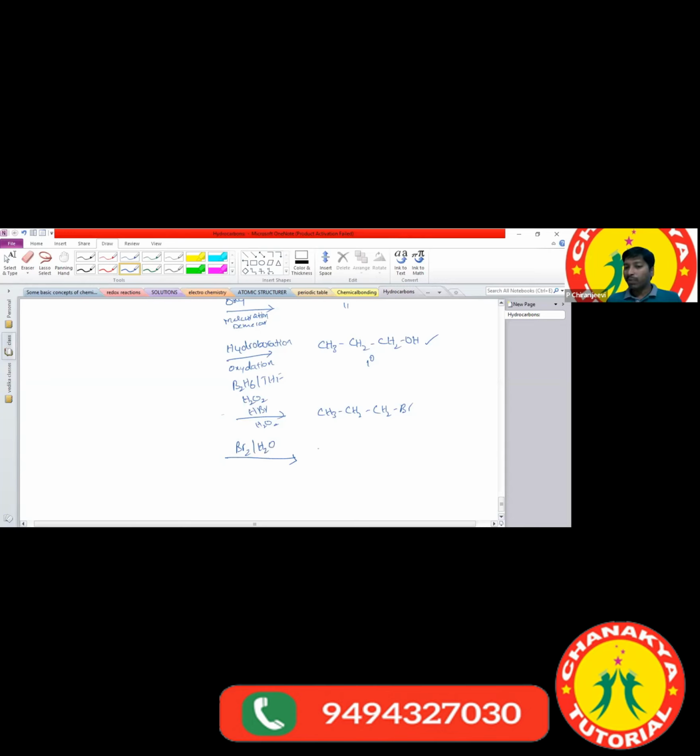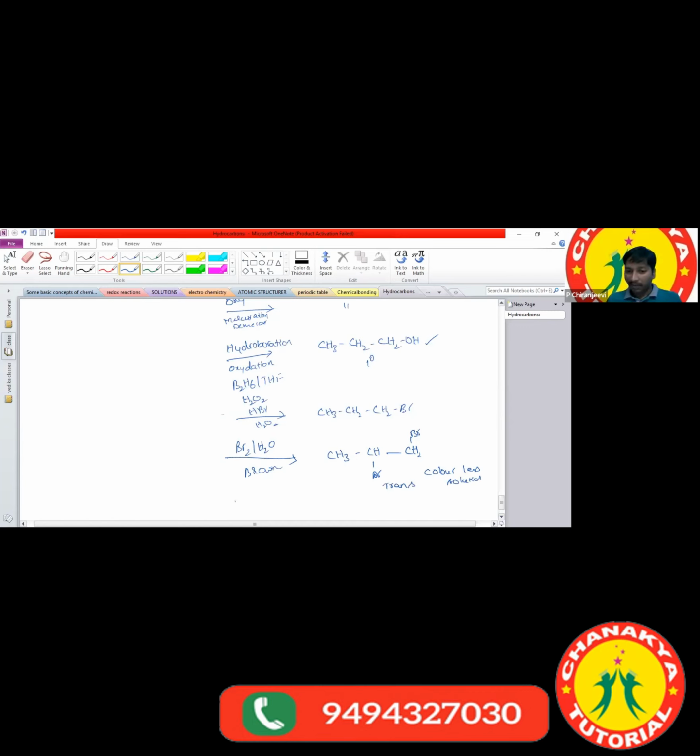When the alkene is treated with bromine in water, which is brown in color, it forms a vicinal dibromide and gives a colorless solution. Based on that, we can identify whether the given compound is unsaturated or saturated. It gives a trans product. The bromination reaction is an example of a trans product.